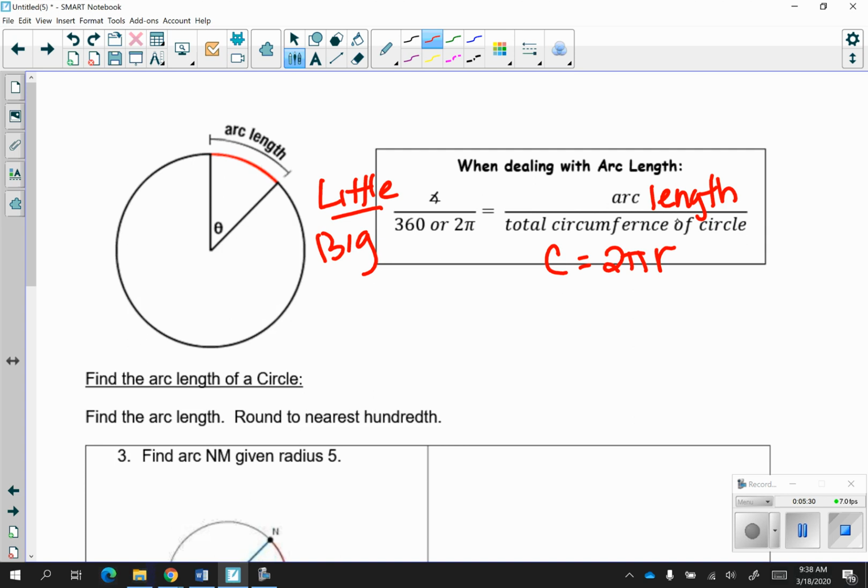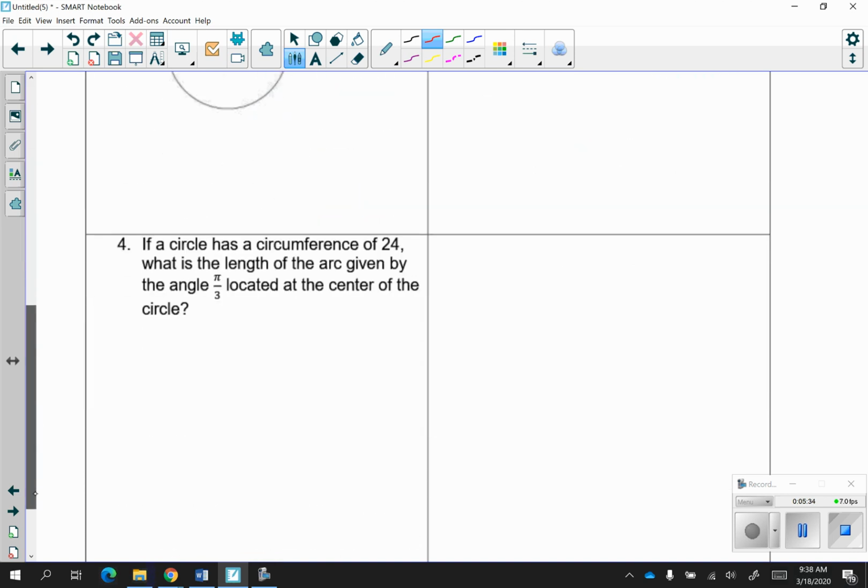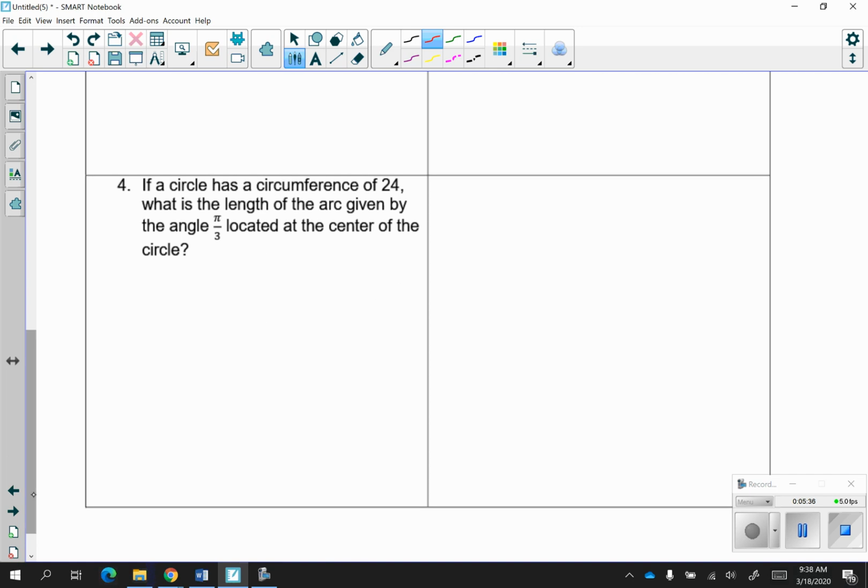Let's take a look at number 4. No picture, but that's okay. If a circle has a circumference of 24, what is the length of the arc given by the angle pi over 3 located at the center of the circle? I don't even need to draw a picture. I'm just going to do my little to big.